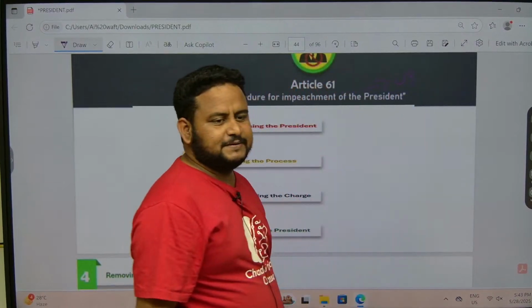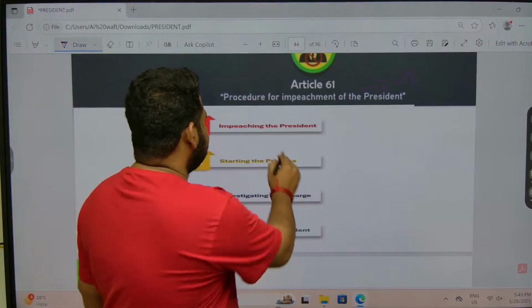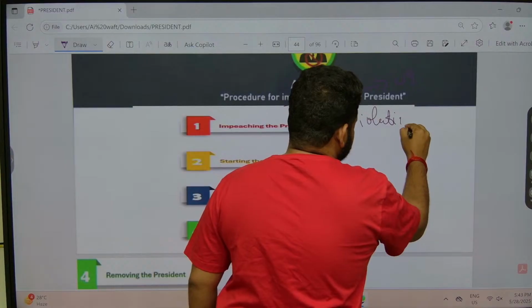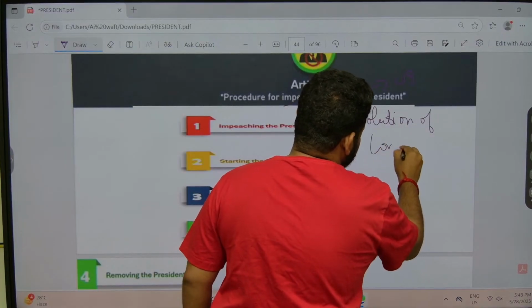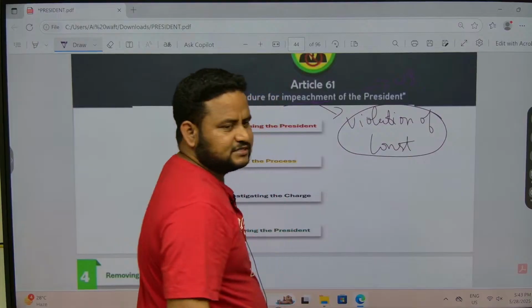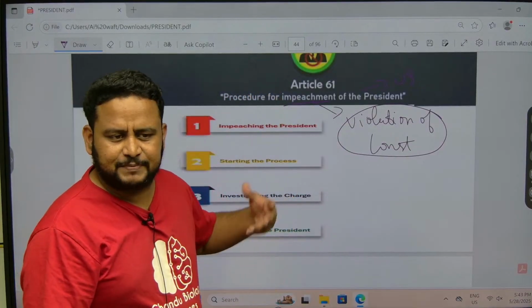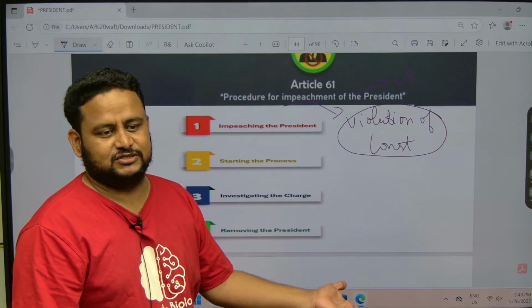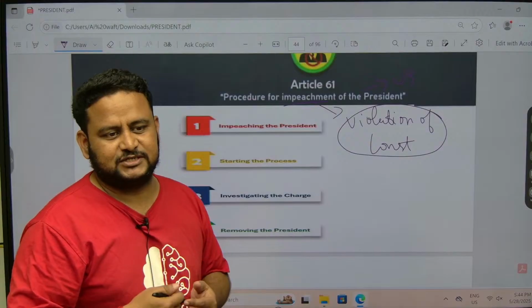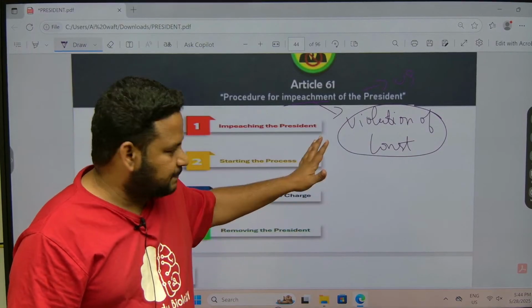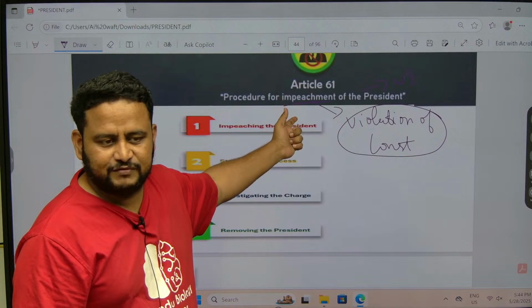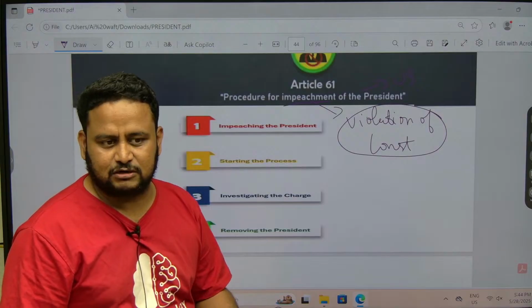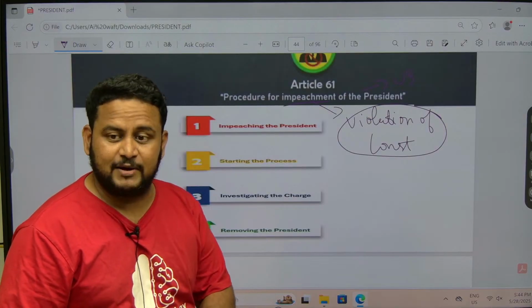But why will the president be impeached? Because of the violation of the constitution. Suppose the president does some work which is violative of the constitution, that time the president will be impeached. But what is violation of the constitution is not mentioned in the constitution. They are telling if the president violates the constitution, then we will impeach the president. But what is violation of the constitution? We don't know. It is not mentioned in the constitution. Got it? It is one of the drawbacks of the constitution.